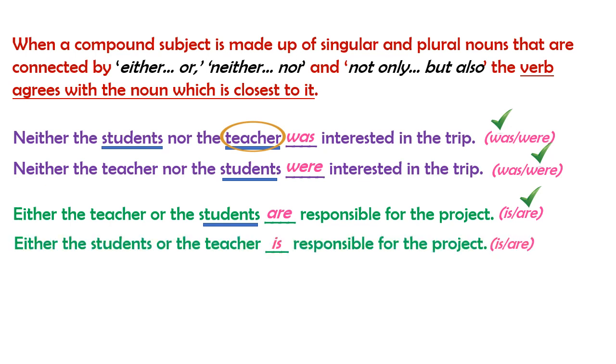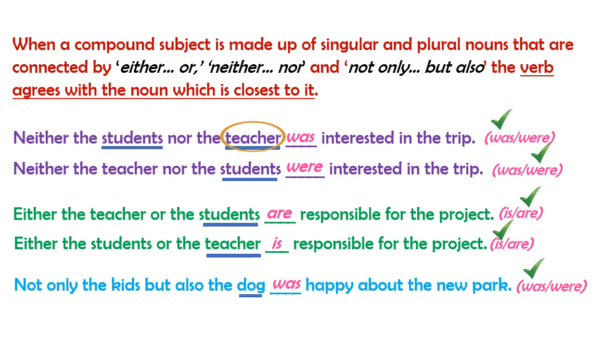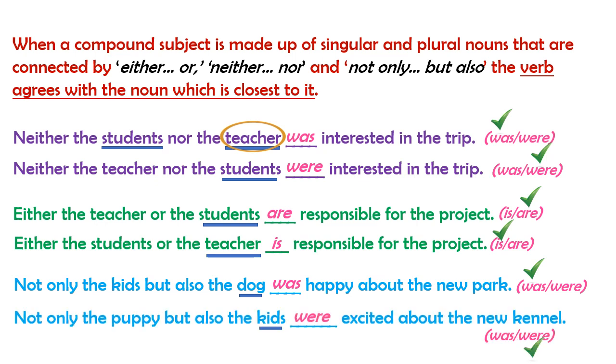Either the students or the teacher is responsible for the project. We use the singular verb is because the subject closer to it, teacher, is singular. Not only the kid but also the dog was happy about the new park. Not only the puppy but also the kids were excited about the new kennel. In these sentences also the verb agrees with the subject that is closer to it.